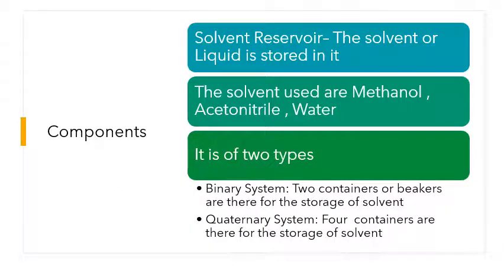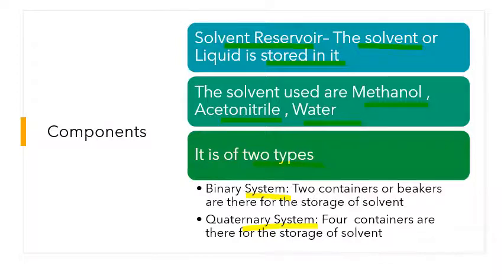The first component in the HPLC instrument is the solvent reservoir, in which the liquid or solvent is stored. The solvents used in HPLC are methanol, acetonitrile and water; these are the major solvents or liquids used in HPLC. Now, the solvent reservoir component can be divided into two types. One is the binary system. The other one is the quaternary system.